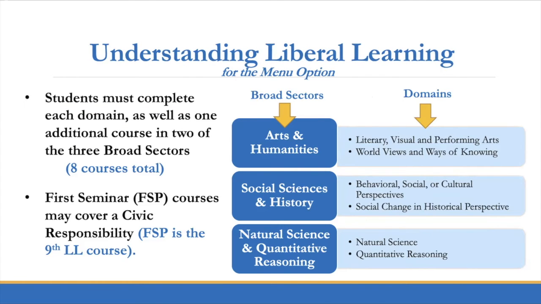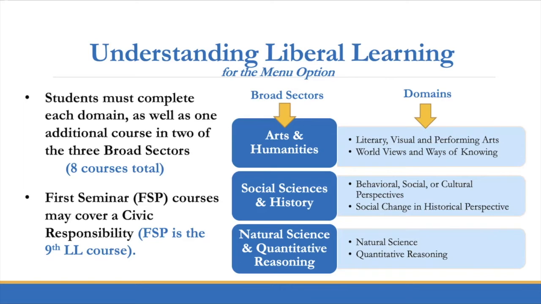The menu option is a popular way for students to fulfill their liberal learning requirements. Here again are the broad sectors. There's three of them, and on the right are the domains. Students have to take a class in each domain and then one additional course in two of the three broad sectors. You can see why students might get confused if you say it just like that, so it's good to explain it a little further.